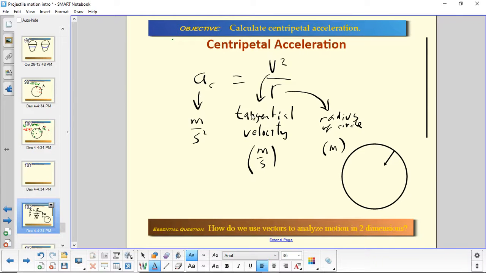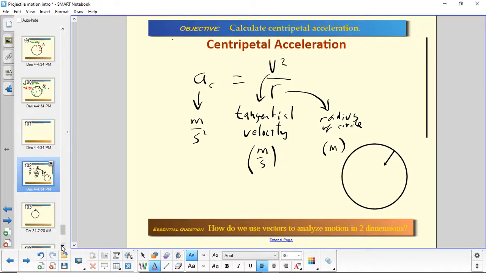V is the tangential velocity, which means the speed of the car as it is going around and around the circle. It's what the speedometer would say as the car is driving around this circular path. It's in meters per second, and we square that value. And then r is the radius of the circle that the car is driving around. So A sub c equals v squared over r. The units work out. Meters per second squared times meters equals meters per second squared.